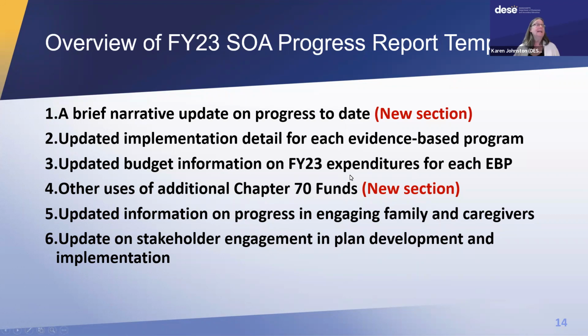FY22 amendment. In section 2, we're going to ask you for updated information, implementation detail for each of your evidence-based program areas. Section 3 asks for updated budget information on FY23 expenditures for each EBP. And then there's a new item for other uses of additional Chapter 70 funds.